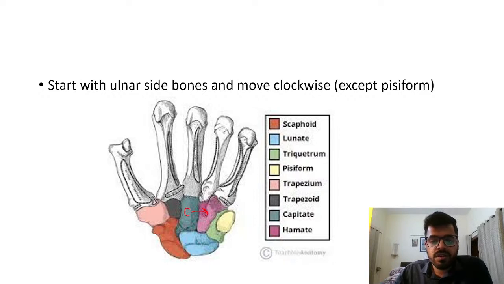So after capitate, hamate. After hamate, we leave the pisiform out. After hamate, there is triquetrum, then there is lunate, then there is scaphoid, then there is trapezoid and trapezium, and then at last there is pisiform. So this is the circle, and at last there is pisiform.